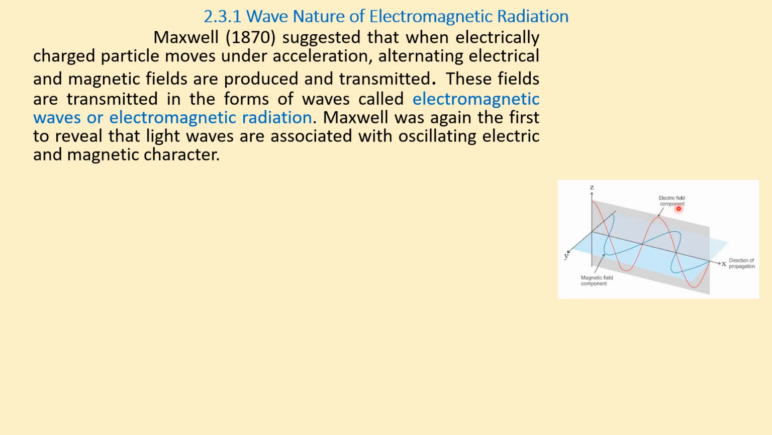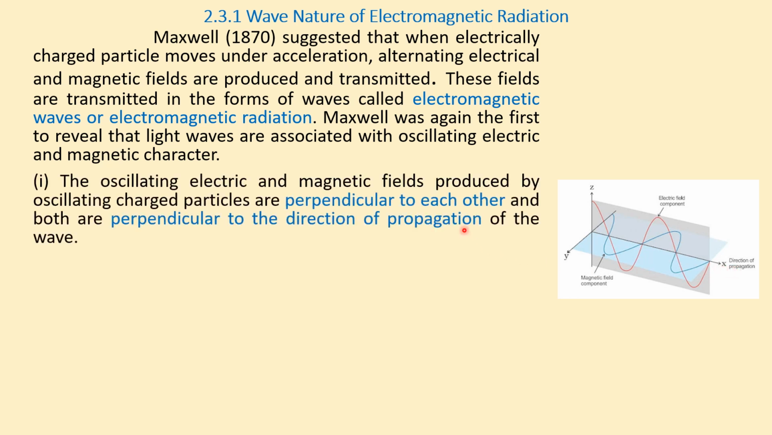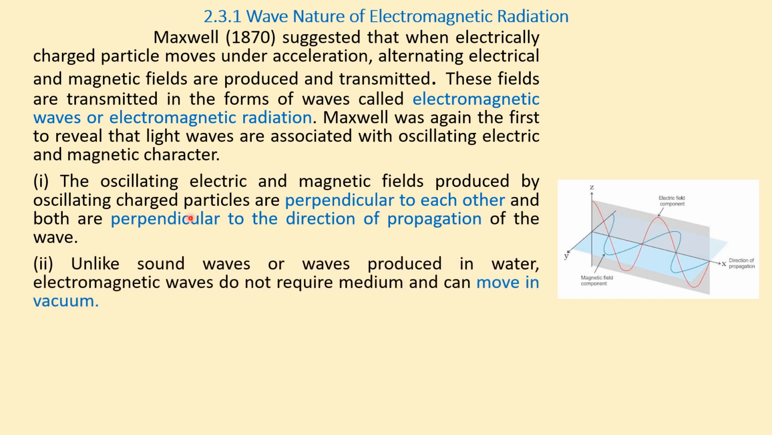So both electric field component and magnetic field component are mutually perpendicular to one another and they move in the direction of propagation in the x-axis. The oscillating electric and magnetic fields produced by oscillating charged particles are perpendicular to each other and both are perpendicular to the direction of propagation of the wave. Unlike sound waves and the waves produced in water, electromagnetic waves do not require medium, hence they can move in vacuum also.